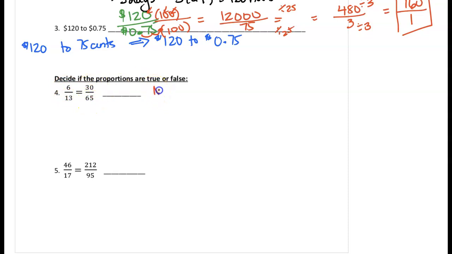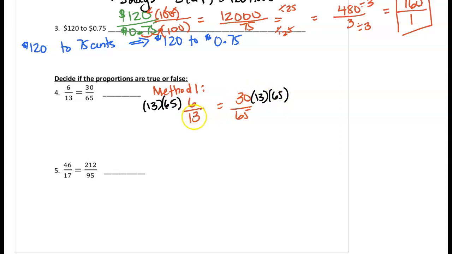I'm going to show you two methods to check to see if these two ratios are equal to each other. If they are equal to each other, the proportion is true. Okay? The first one I'm going to work on is using a common denominator. So on both the left and the right, I'm going to multiply by both 13 and 65.